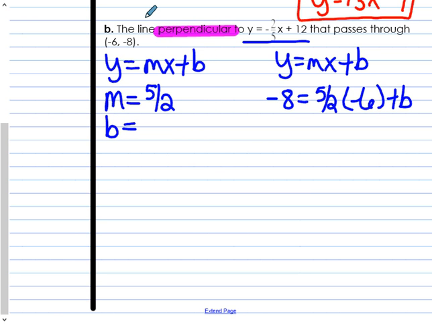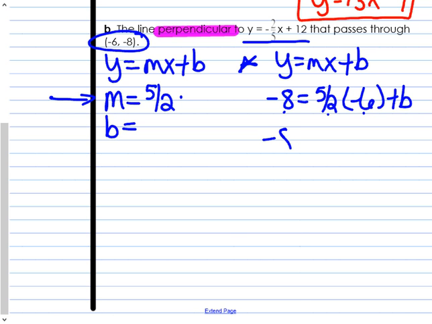So opposite means it's positive, reciprocal means upside down. So you can see that our slope is going to be 5/2. And then it has to pass through the point (-6, 8). So if you look over at the second part, I wrote y equals mx plus b. I replaced y with 8, m with my new slope, 5/2, x with -6, because that's the point they gave us, (-6, 8), and then I have plus b. And we can solve for b.